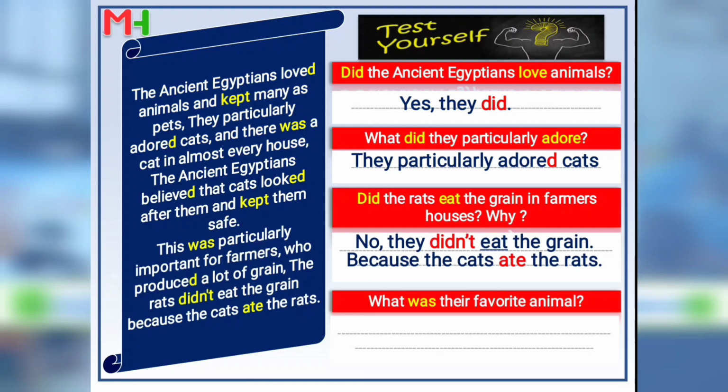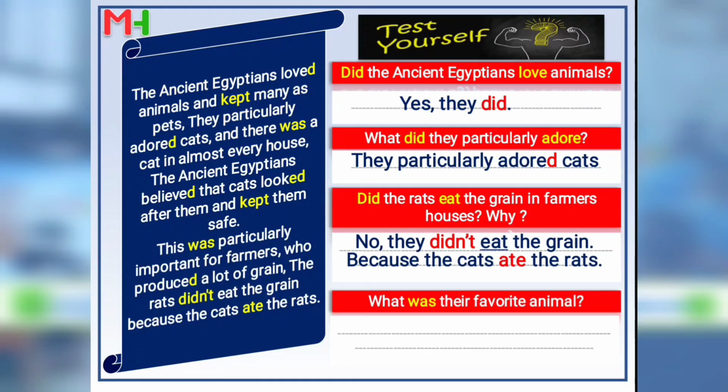And the second part of the question, because the cats ate the rats. Our main verb in this sentence is irregular verb. So when we put it in the past, we must memorize the form of this verb.